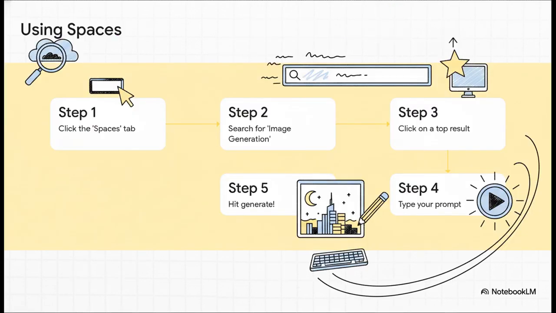So here's exactly what you're going to do. Click that Spaces tab. In the search bar, type image generation and just click on one of the top results. You'll see a simple text box. Type in a prompt. Anything you can imagine, from a robot eating spaghetti to a futuristic city at sunset, and hit generate. And in just a few seconds, you've done it. You just ran a powerful open source AI model right from your browser.